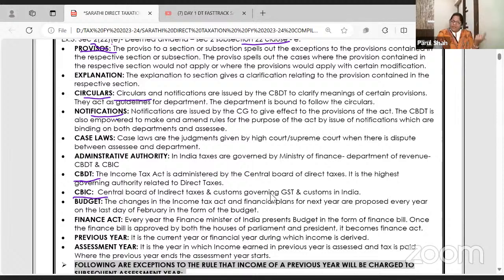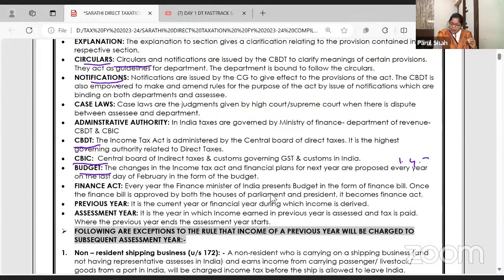Notifications are applicable for the government also and for the Assessee. See, throughout the year we use the Income Tax Act, but whatever changes are there always come in the form of the budget on 1st February. So on 1st February 2023, the Finance Minister Nirmala Sitharaman presented a budget which was approved by both houses of Parliament and then the President, and then it became Finance Act 2023. This is last year's story. This year not much change is there because elections are down the line.